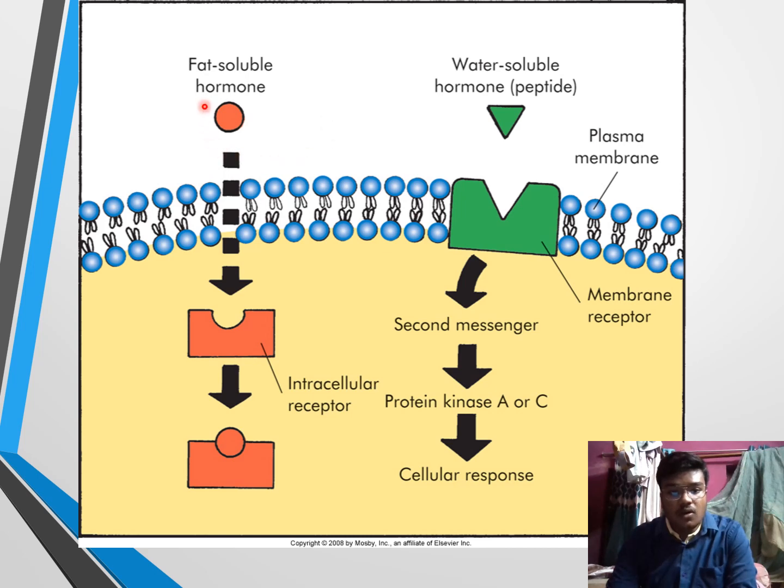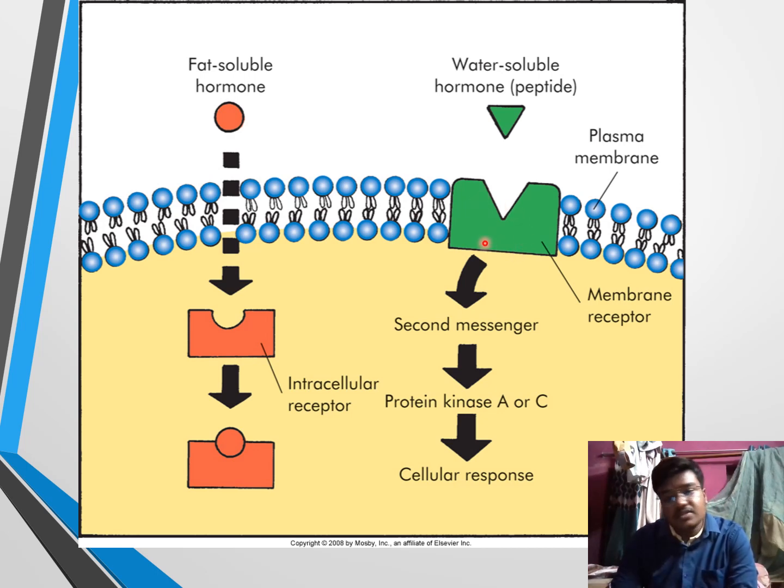The fat soluble hormone directly diffuses through the plasma membrane and enters the cytoplasm and binds with a cytoplasmic receptor, or it again passes through the nuclear pore complex, enters the nucleus and binds with the nuclear receptor. Then the peptide hormone binds with the plasma membrane receptor, or membrane bound receptor, or extracellular receptor, and after binding with the receptor, the receptor is activated.